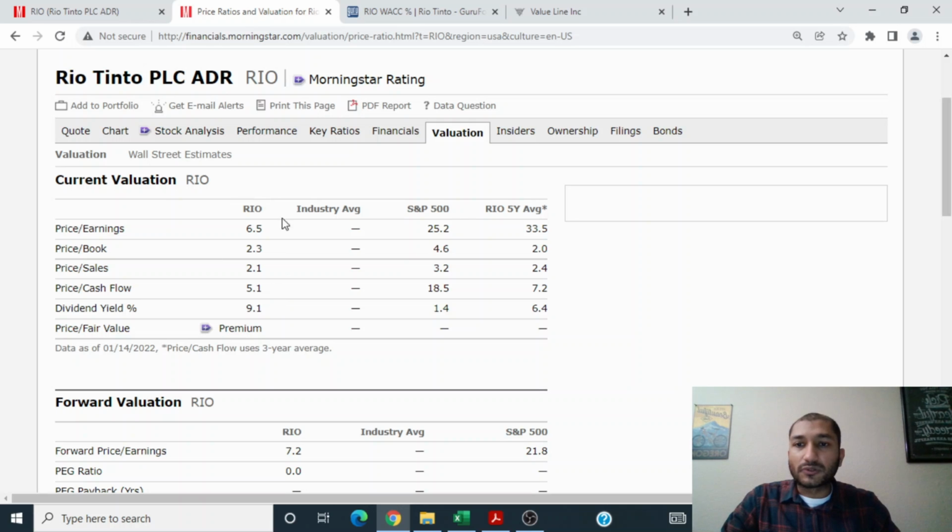When we compare Rio Tinto's current valuation to its 5-year average, we can see that on all the valuation metrics other than the price to book ratio, the company's current valuation is undervalued relative to its 5-year average. If we compare Rio Tinto to the S&P 500, and we can think of the S&P 500 as our opportunity cost, as it's the aggregate of the top 500 companies in the United States, we can see that on all the valuation metrics, Rio Tinto is undervalued when compared to the S&P 500.